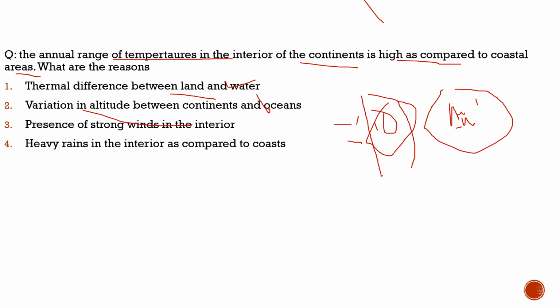Third statement, presence of strong winds in the interior. No, presence of strong winds is on the coastal areas, not in the interior. Third statement is also incorrect. Fourth statement, heavy rains in the interior as compared to coasts. 100% incorrect, because heavy rains are on the coasts. We had seen in Chennai there are heavy rains as compared to other regions. So with respect to this question, what is the correct statement? The correct statement would be option 1.